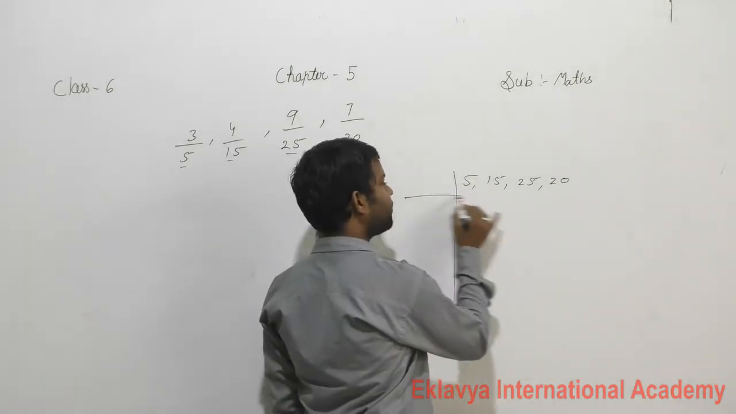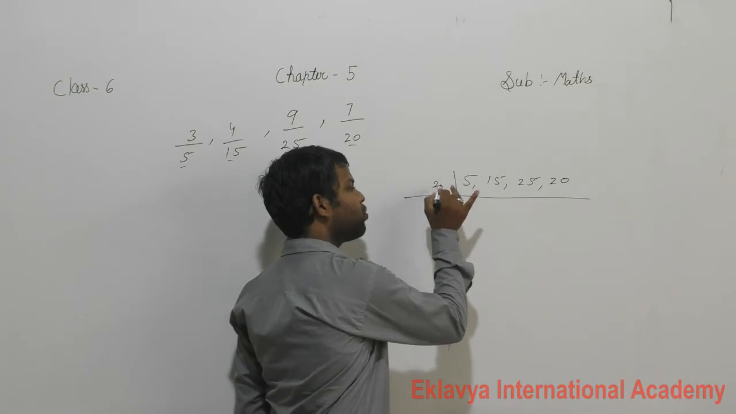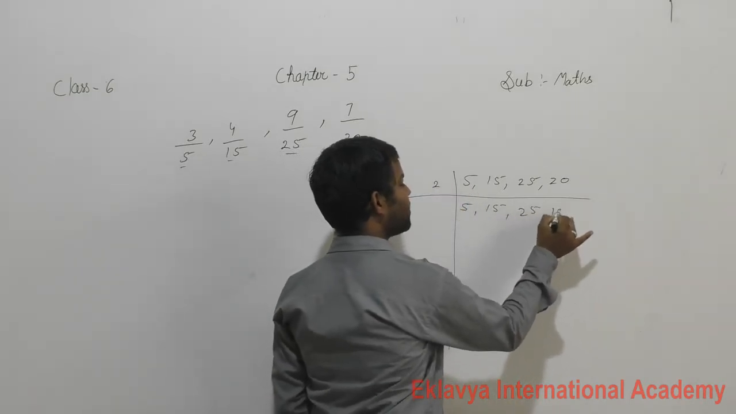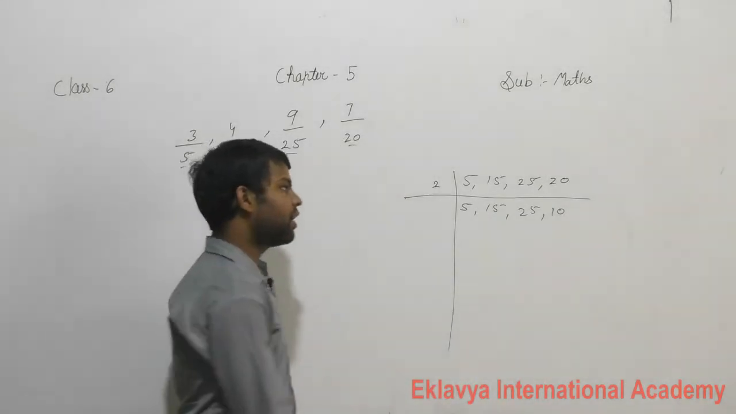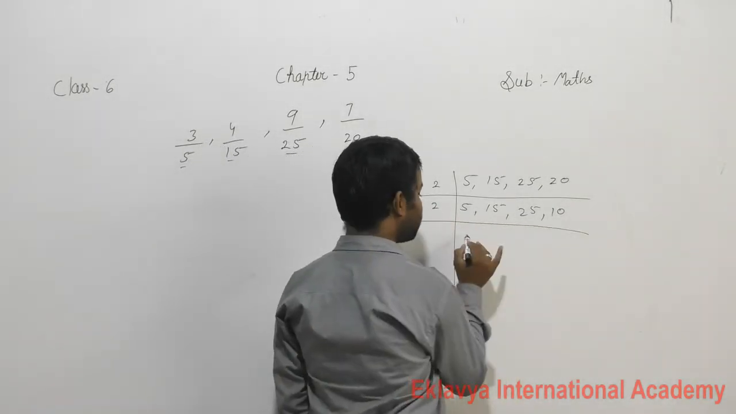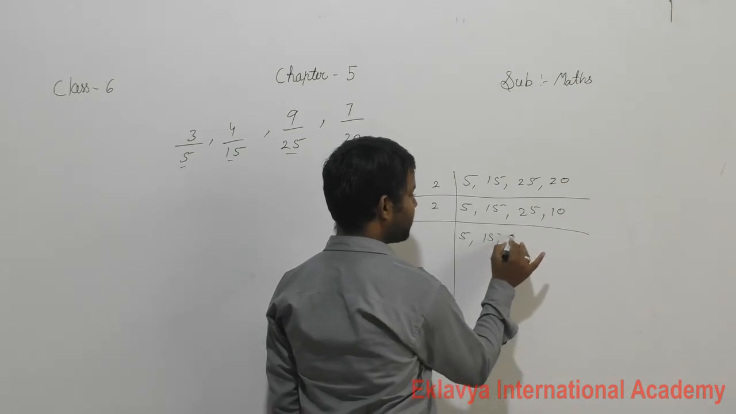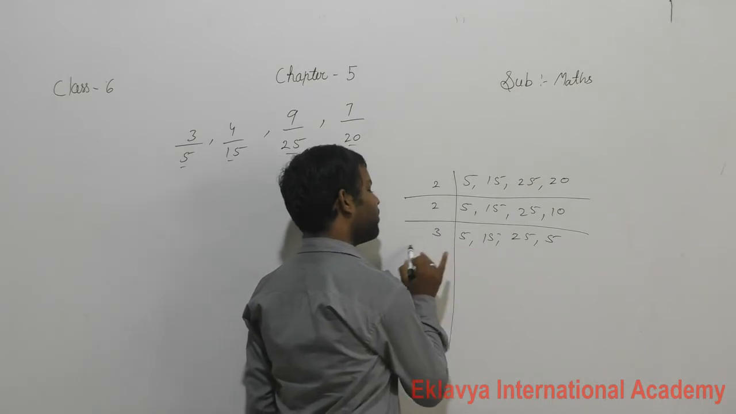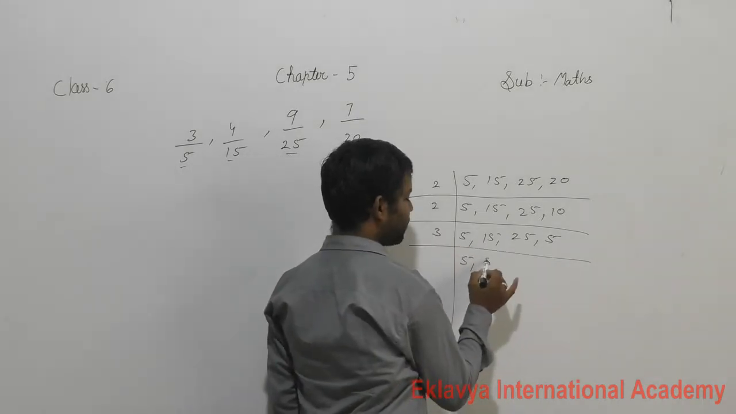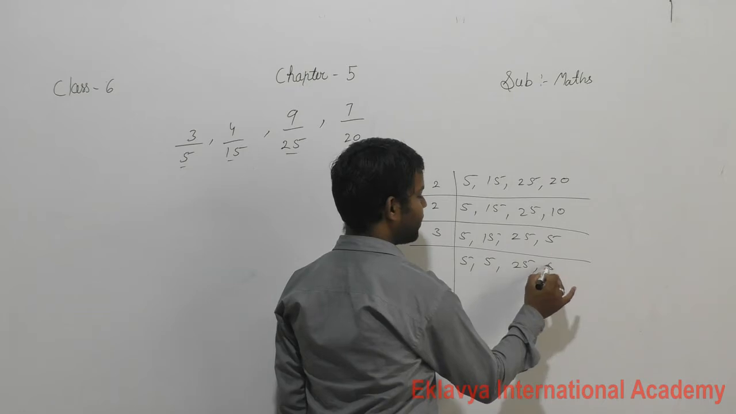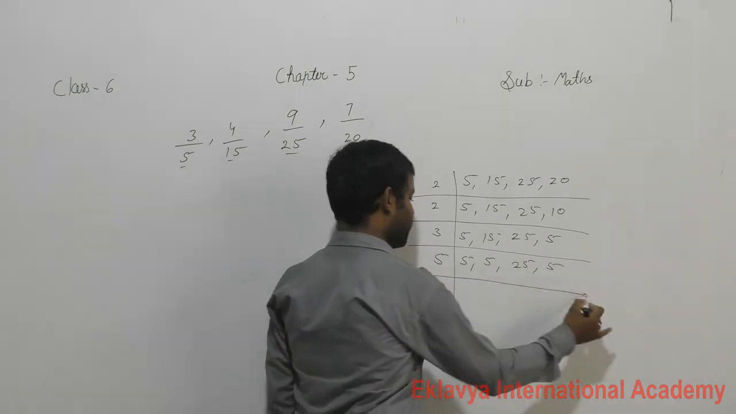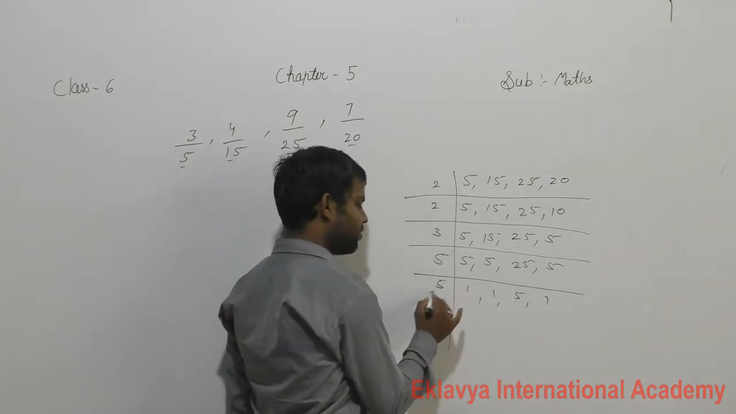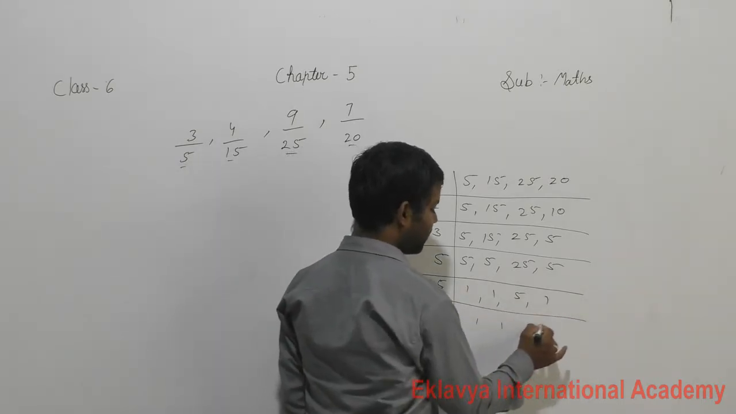If we take the LCM, first we divide by 2: 5 as it is, 15 as it is, 25 as it is, and here we get 10. Again we divide by 2: 5, 15, 25 as it is, and here we get 5. Now we divide by 3: 5, 5, 25, then 5. Again we divide by 5: 1, 1, 5, 1. Now we divide by 5, then we get 1, 1, 1 and 1.